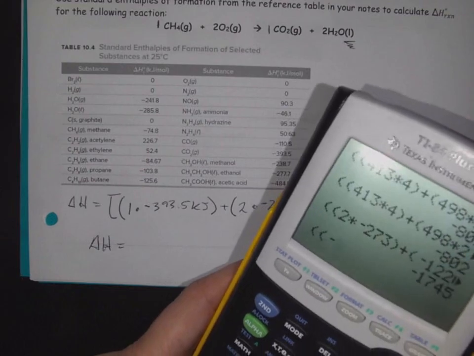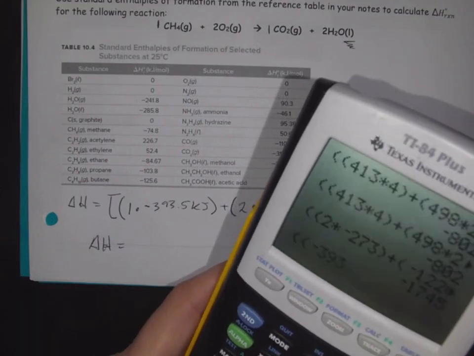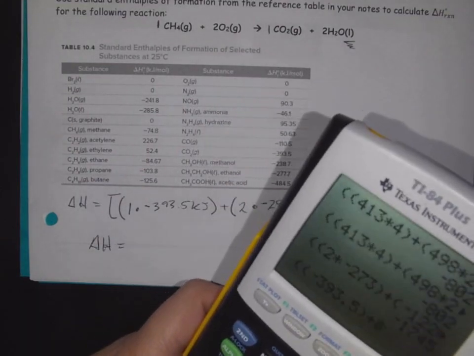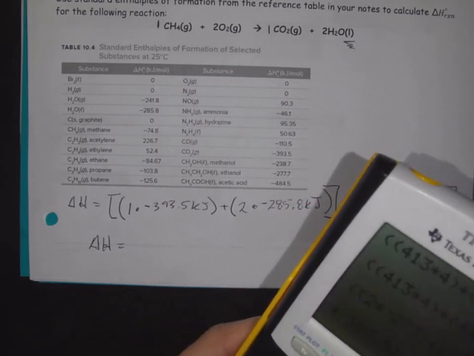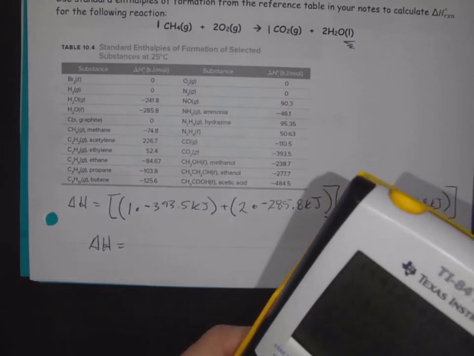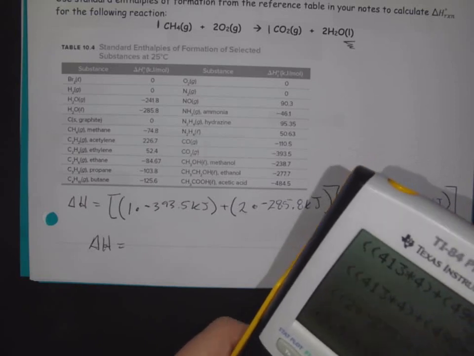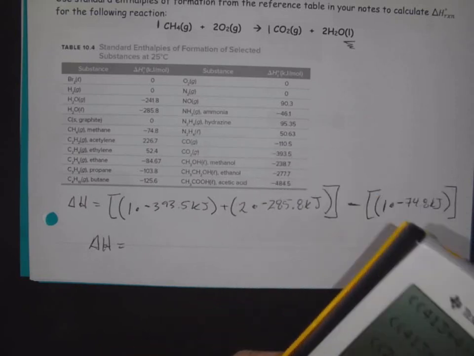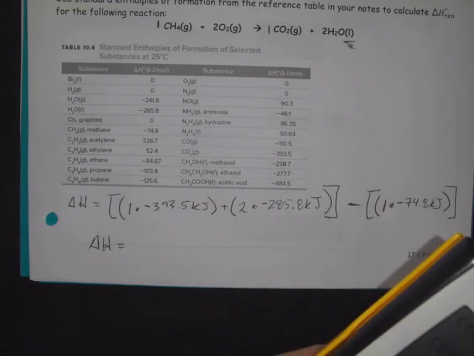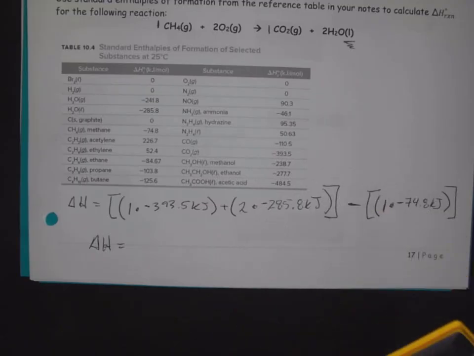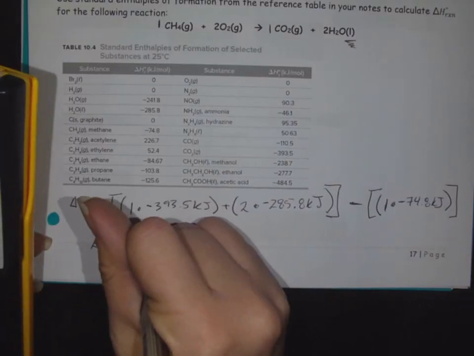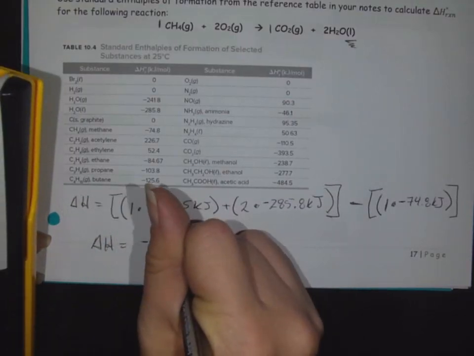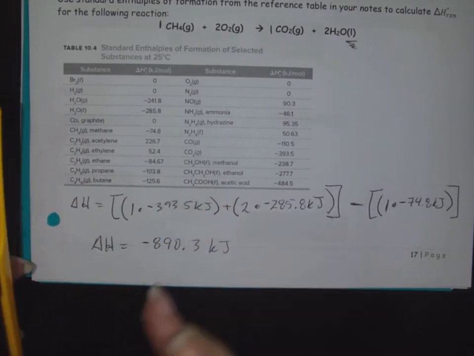So negative 393.5 plus 2 times negative 285.8. Okay, that whole thing minus negative 74.8 because there's only 1 mole of that. So I get a final answer of negative 890.3 kilojoules.